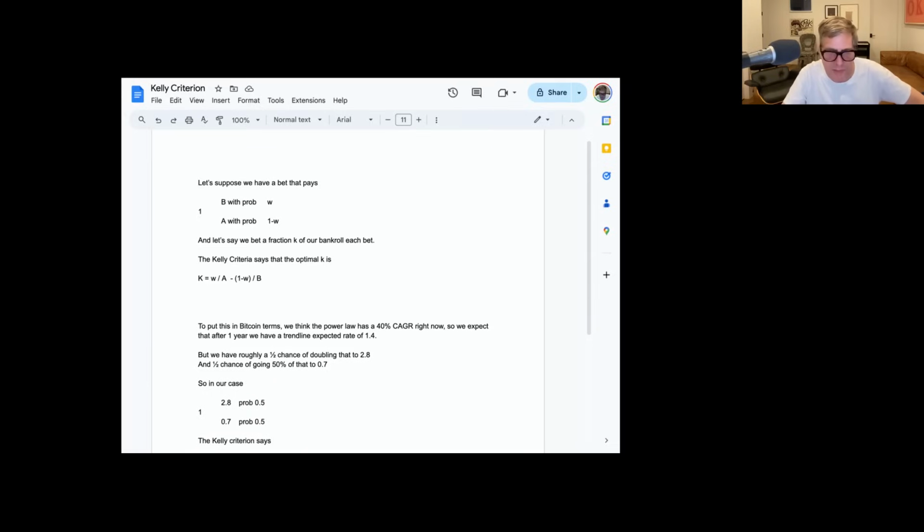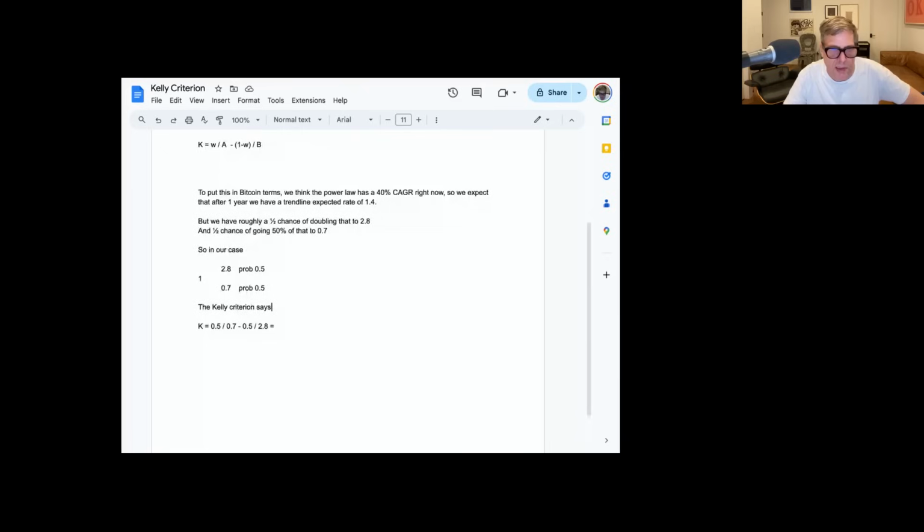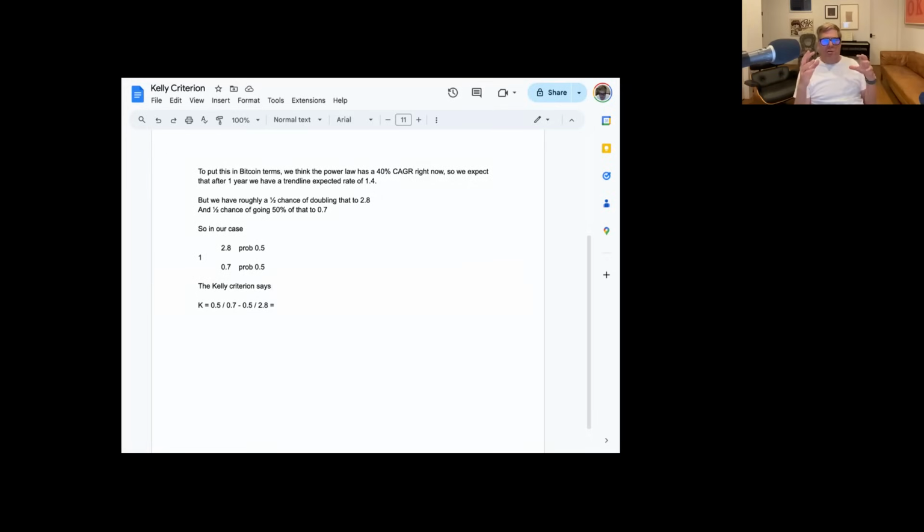Anyways, let's just put this thing in Bitcoin terms, right? In Bitcoin terms, we have something like a power law, which is similar to an exponential function, which, let's just say, has a 40% CAGR right now. What does that mean? That means that a dollar right now should give you $1.40 in a year, but we have a ton of volatility. So we have a half chance of doubling that, say, to 2.8, and then we have a half chance of going 50% below that to 0.7. So there is a half chance that we lose money every year, and a half chance that we do almost 3x. So these are pretty good odds.